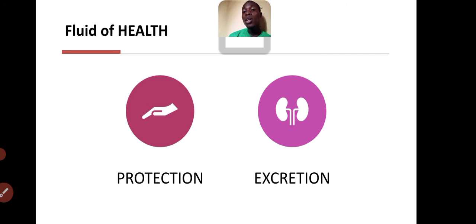If our blood didn't have protective cells, we would die on a daily basis, because statistically, 100%, we come into contact with microorganisms every day. So it is our defense mechanism, our cells, that help protect us from those microorganisms that are invading our body. So this is the reason why blood is a fluid of health, providing protection to our body and also excreting those waste products that would cause harm to us.